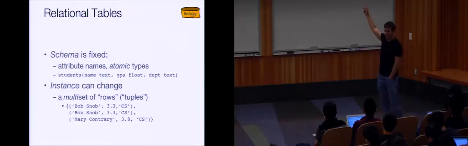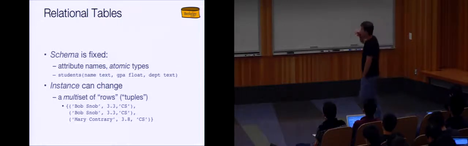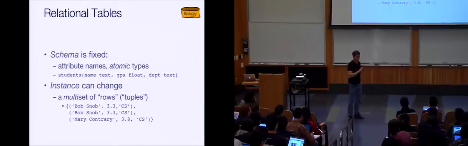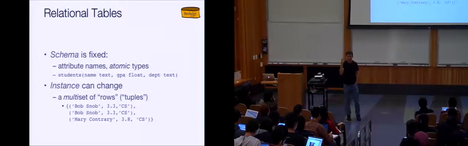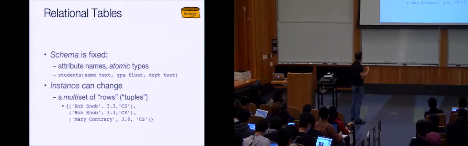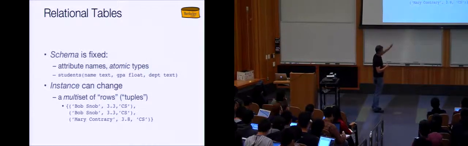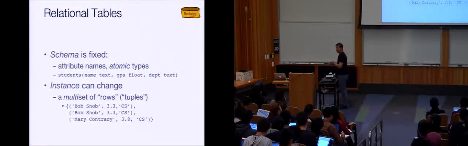We have to remember that there's two of them. Okay, they're indistinguishable. There's really no difference between them, but there are two of them. Right? When we count things up, for example, we'll count that as two. So it's a multi-set, not just a set of these rows. Right? And every row has to fit the schema. Any questions so far?